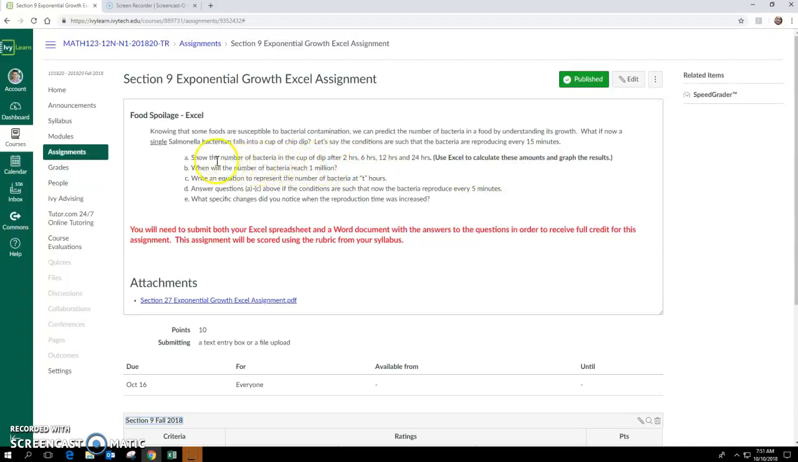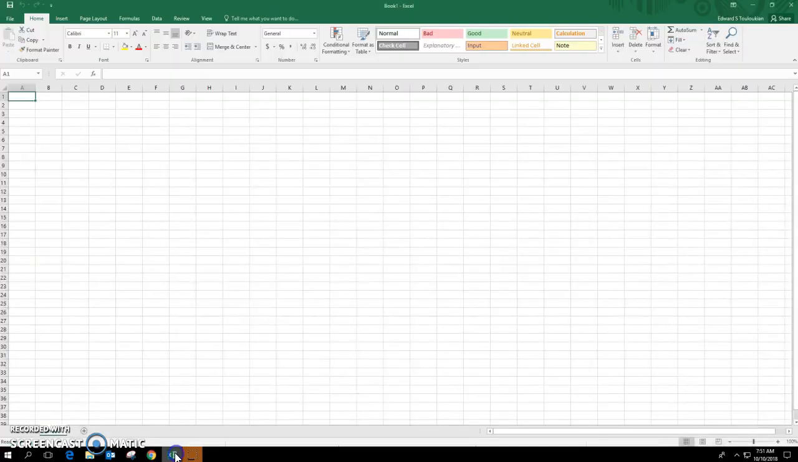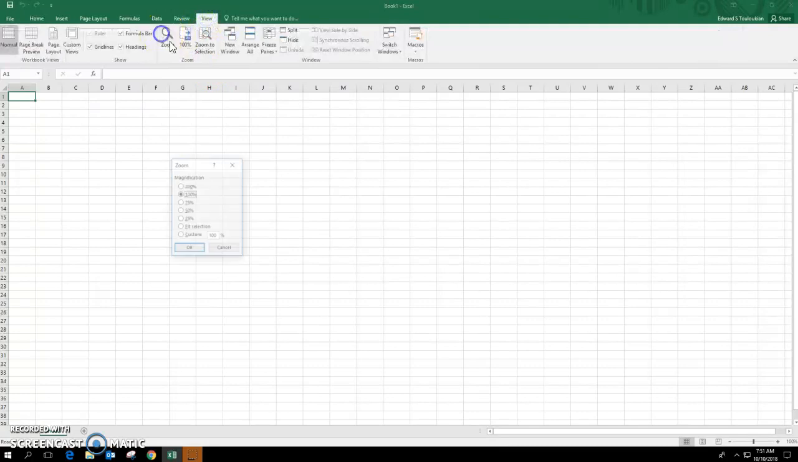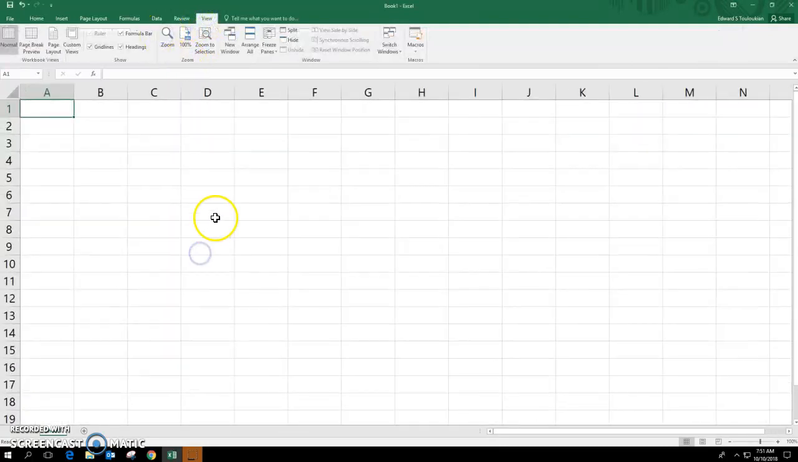Alright, so what we want to do is basically use Excel to help us figure out how much bacteria would be in the cup after 2, 6, 12, and 24 hours. Then we're going to graph all this and put it in Excel. So let me kind of show you some nice strategies here. So once we get Excel opened up, we're going to want to make a table.